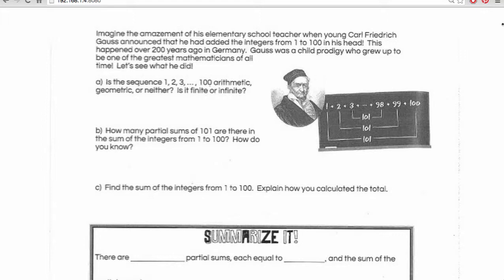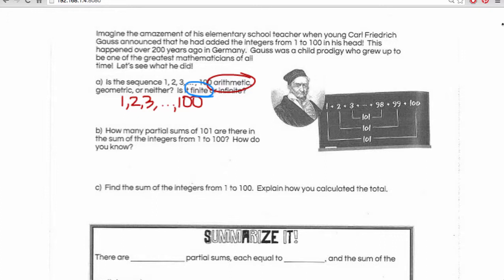In order for us to talk about it, let's look at the sequence itself. So 1, 2, 3, all the way to 100. Now, this is an arithmetic sequence because it goes up by 1, so your common difference is 1. And we're looking at a finite sequence here. Okay, so it stops at 100.